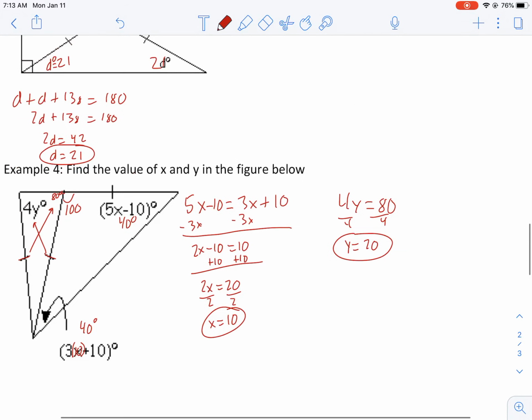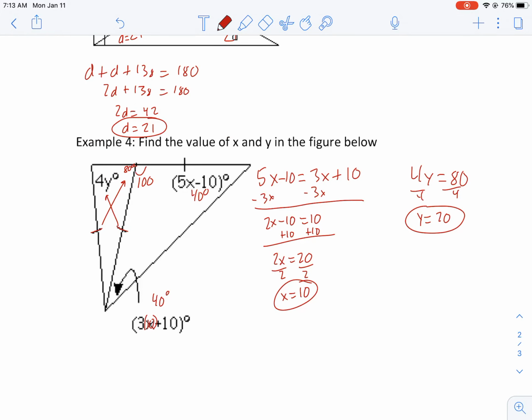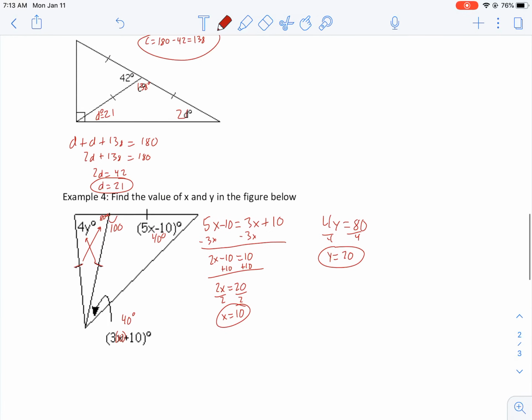So you got to think with these problems. You got to think about what you know. You have to use a linear pair, probably. You have to use the base angle theorem. You guys can figure these out. Give them your best shot.